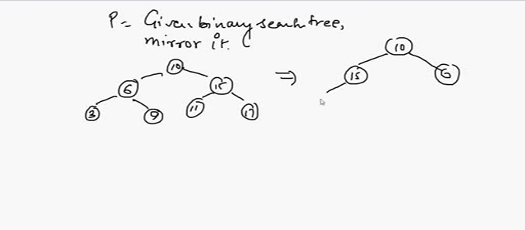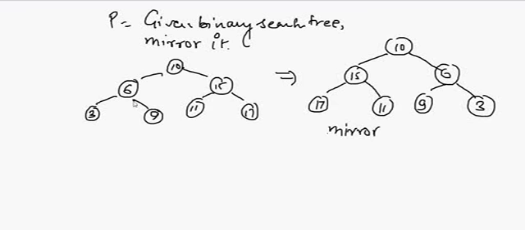Similarly, 15's right hand child will become left hand child and 15's left hand child will become 15's right hand child. Similarly at 6. So this is the mirror. This is the mirror of the given tree. This is my given BST.